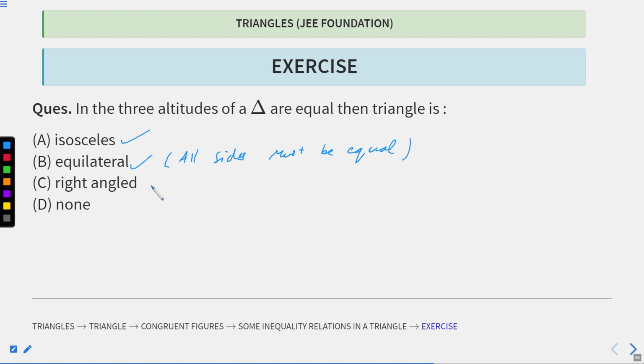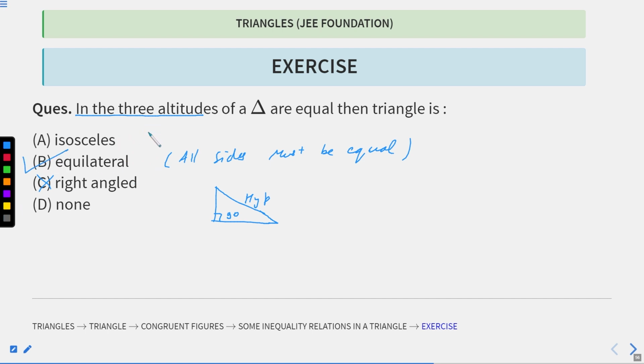In a right angle triangle, the longer side is the hypotenuse, and the angle opposite to that side is 90 degrees. So this is my hypotenuse. In this, the altitudes are not all equal, so this gets rejected, and the remaining is this. The question says the three altitudes of a triangle are equal, then my triangle is an equilateral triangle.